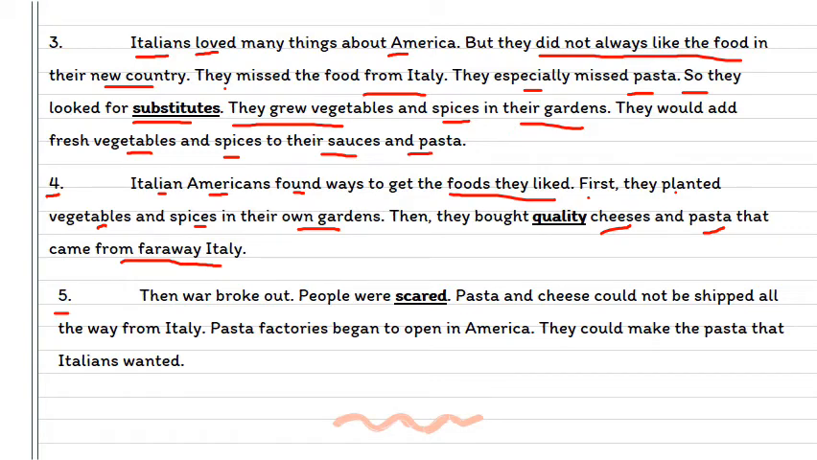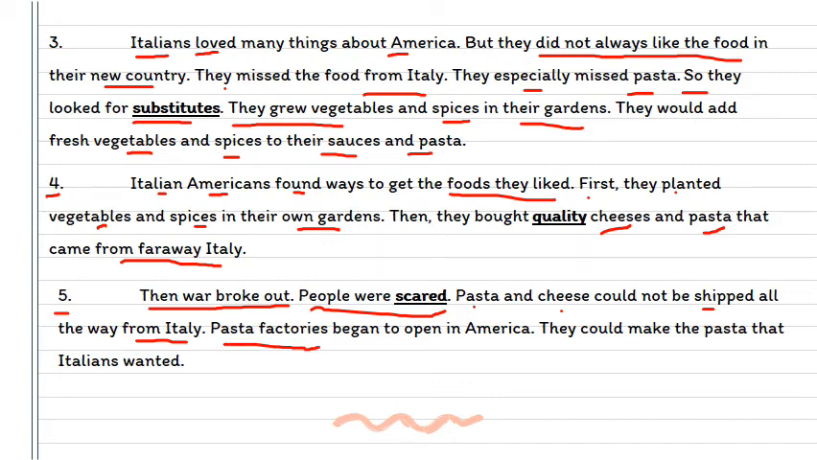Paragraph number 5. Then war broke out. It means war started. There was a war. People were scared. Scared means afraid. Pasta and cheese could not be shipped all the way from Italy. Why? Because there is war. People will stop doing trade. They will stop trading when there's a war.